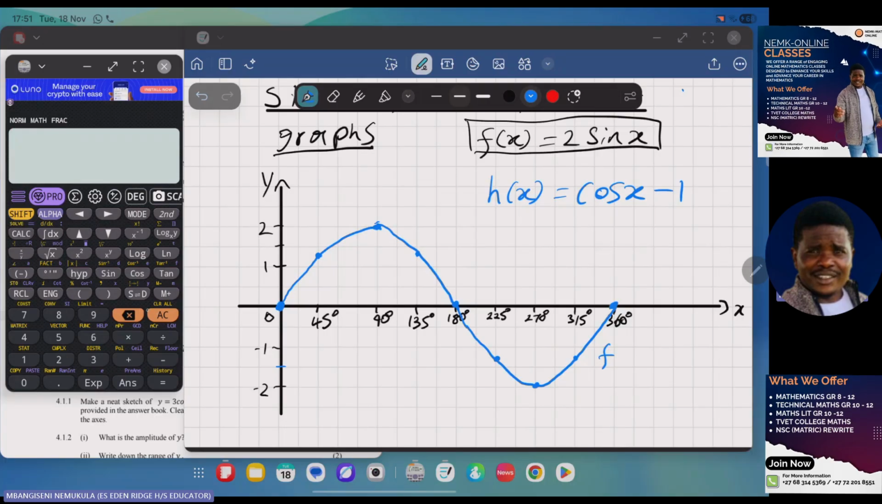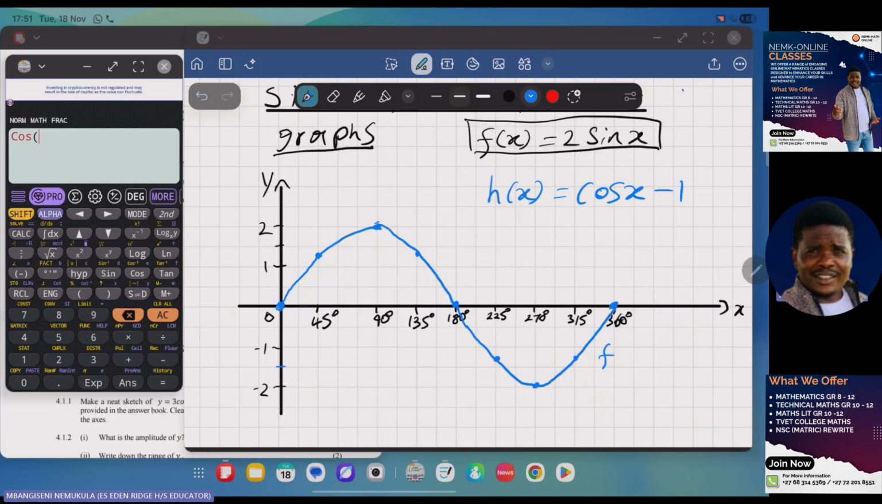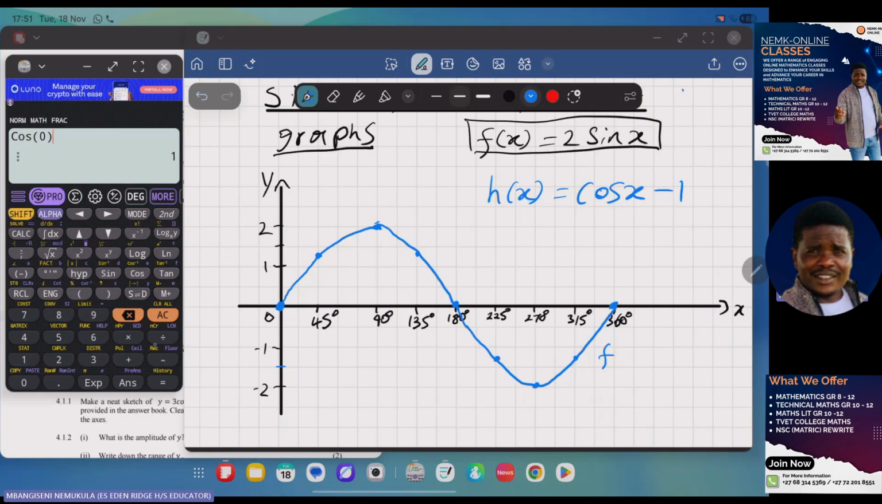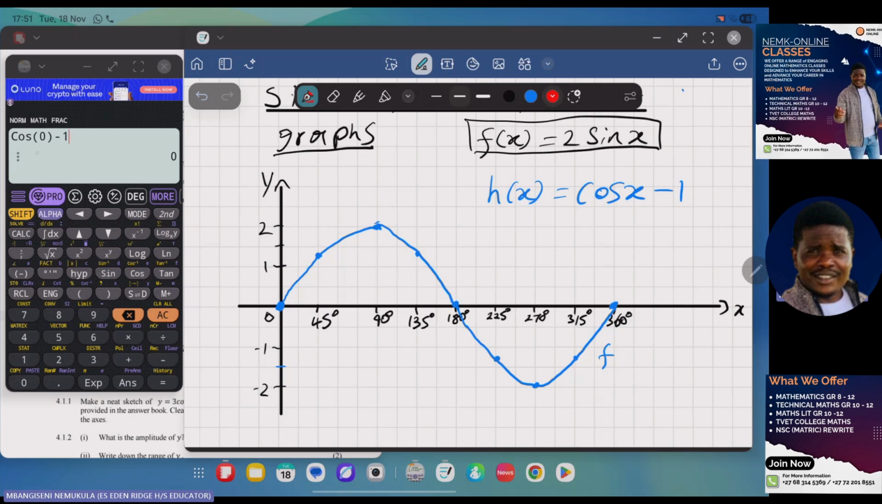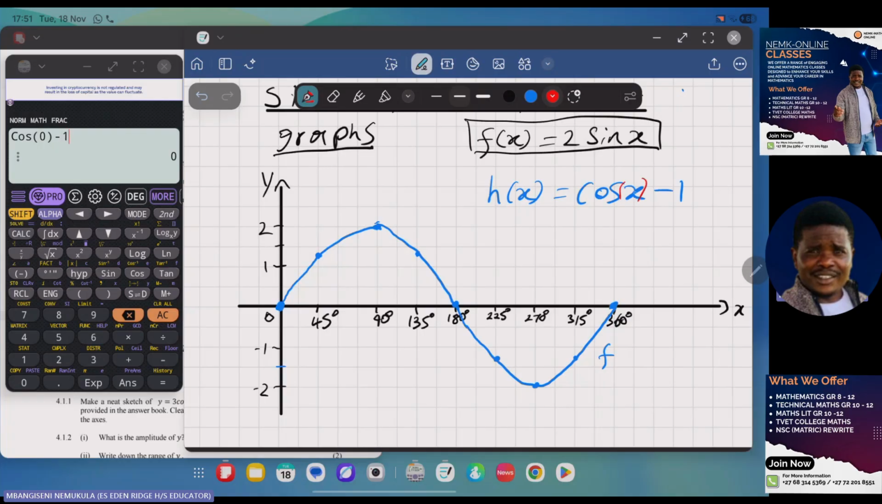Now, let's see what is going to happen here. We're going to punch cos, open bracket. Then we put 0 there, that's the first value that we see, close. The answer is 0. So maybe using a different color, let's use a red one. Where there is x, we just replace with 0, which is this first value here.